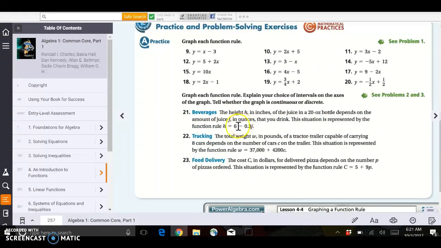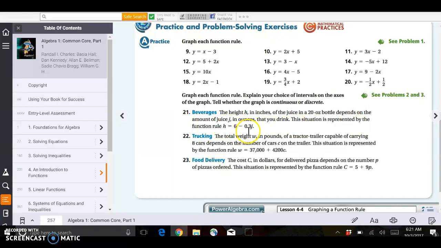Let's take a look at 21. It says, graph each function rule. Explain your choice of intervals on the axis of the graph. Tell whether the graph is continuous or discrete. So it says, beverages. The height h in inches of juice in a 20-ounce bottle depends on the amount of juice j in ounces that you drink. This situation is represented by the function rule.